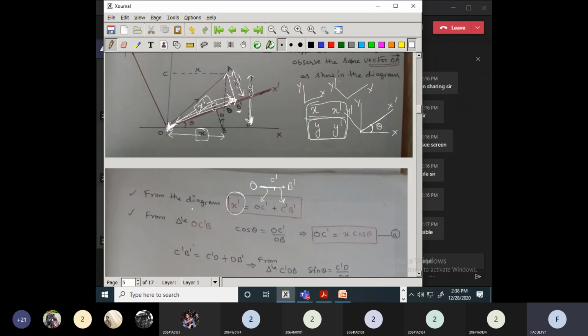Now you apply the geometry, you will find the triangles. You find which triangles are available. Find this factor, find this factor. Now again apply the geometry and find this factor.